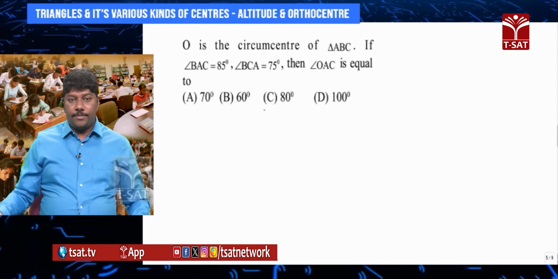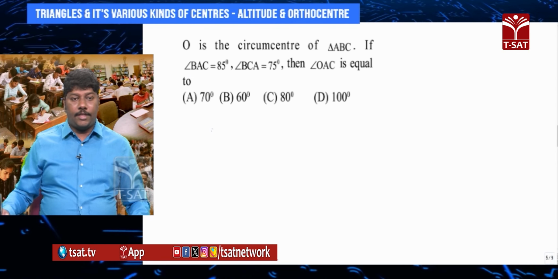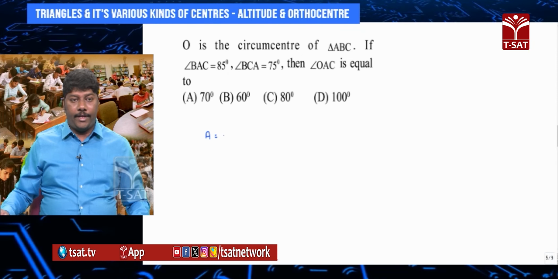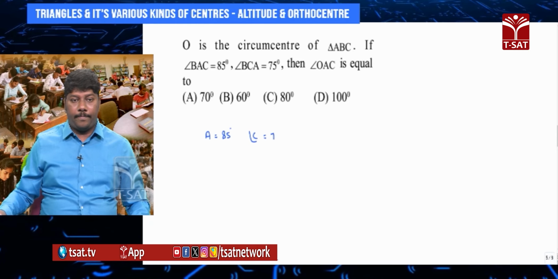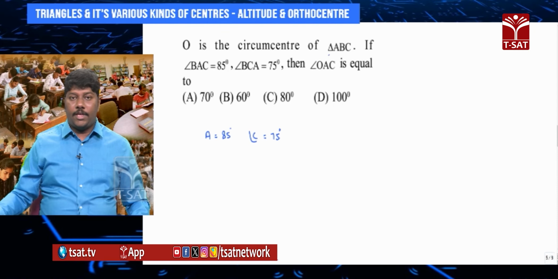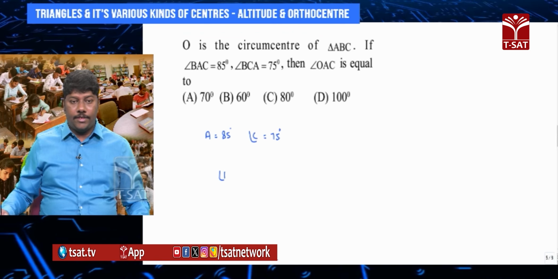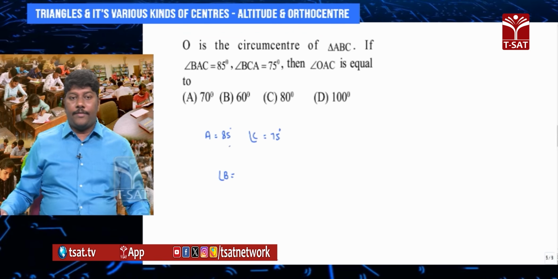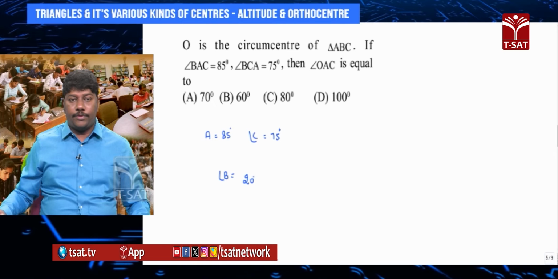Here O is the circumcenter of triangle ABC. If angle BAC, which is nothing but angle A, is equal to 85, and angle C is equal to 75, then he is asking you OAC is equal to? So from here we can get angle B: 75 plus 85 becomes 160. Therefore, angle B is equal to 20.